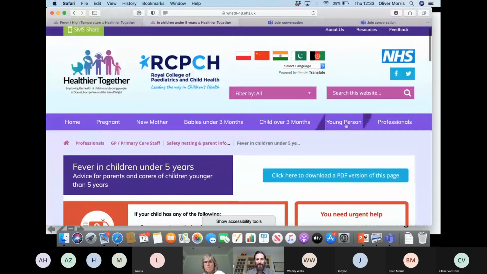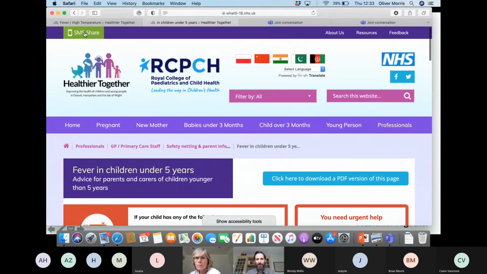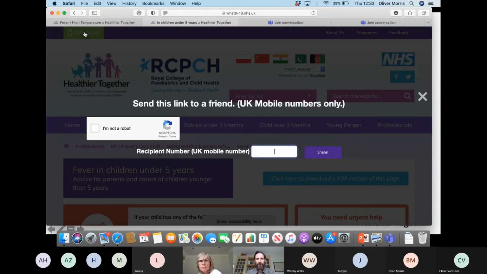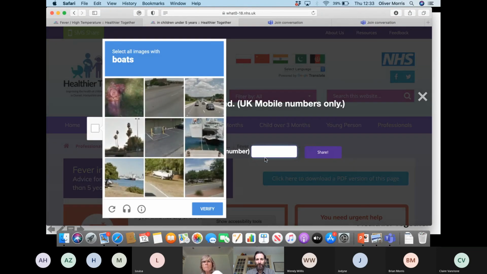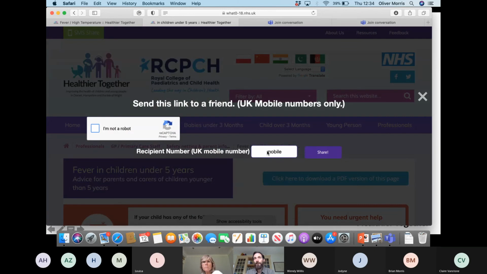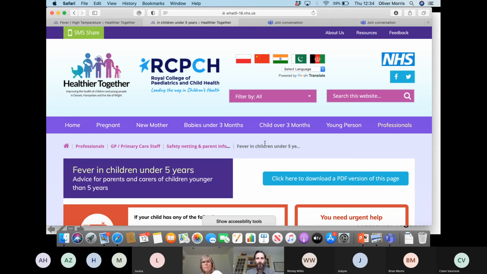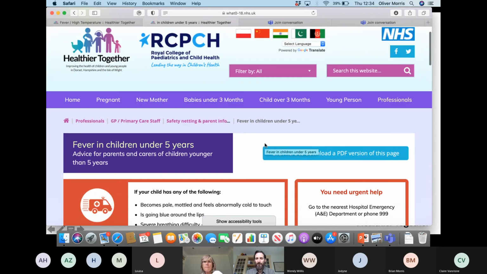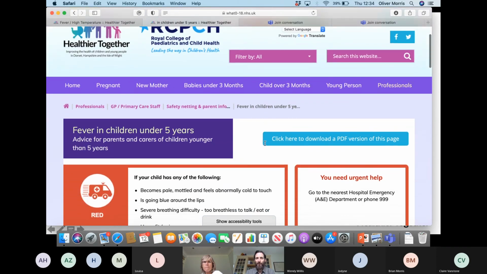A really useful feature for the safety netting, I think, is this SMS share button here. So if you click on that, confirm you're not a robot, all you need to do is just type in the number of the parent, obviously with their permission, click the share button, and they'll get a text message linking to that page directly, and that's quite helpful. So that's the sort of fever one.